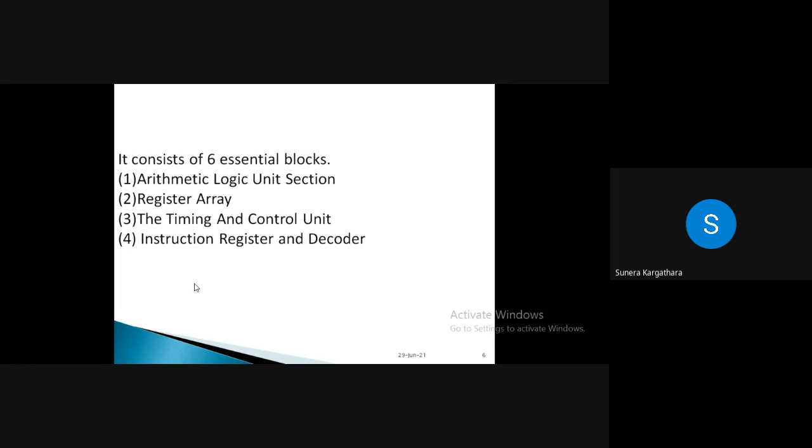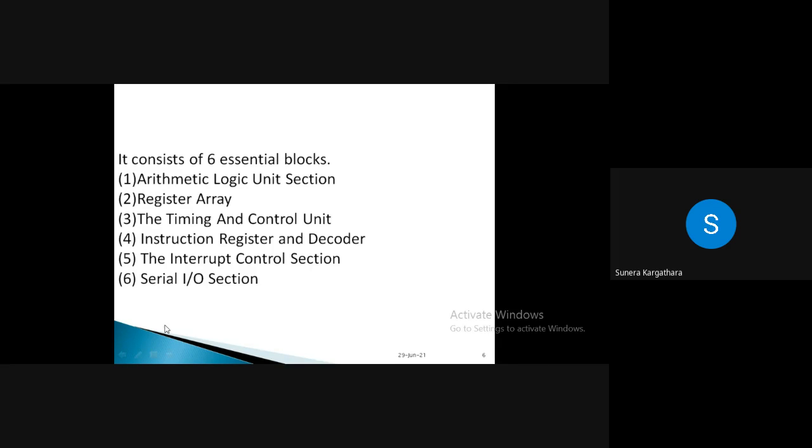Is it visible to you, students? Where will you find that block in the architecture? Instruction register and decoder. Then finally the interrupt control section and serial IO section, after your internal data bus. Above that is the interrupt control and your serial IO section. So if you understand the 6 different blocks, you can understand the whole architecture of the 8085 microprocessor, right?